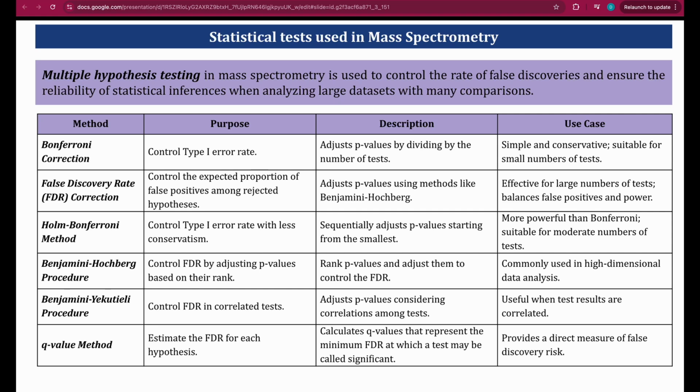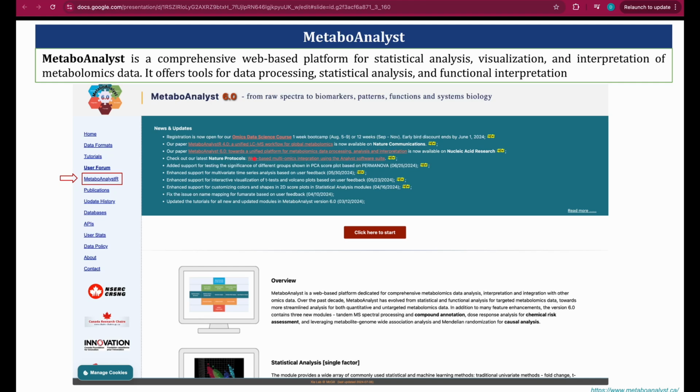So this is all about the different methods which are generally used to deal with the false discovery rate as well as type 1 error rates. Now let's look at MetaboAnalyst. So this is the hands-on with MetaboAnalyst.